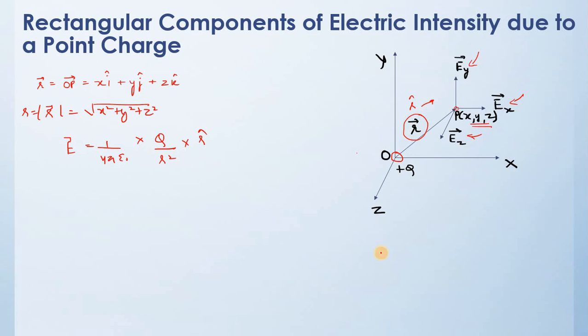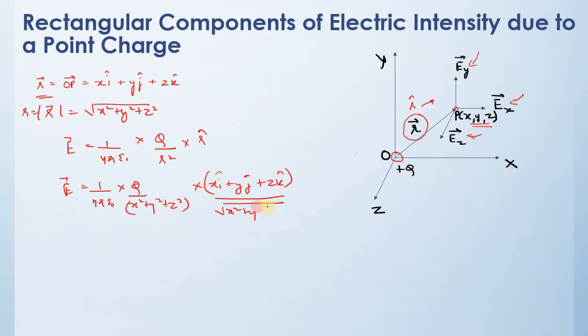Right? So now if we represent these things in vector notation, it will be 1 upon 4 pi epsilon naught into Q upon r square. r square can be written as x square plus y square plus z square. Obviously, the square root will be removed due to the square, and it is multiplied with the unit vector. Now, unit vector is the given vector upon the modulus. The given vector is r vector, which can be represented as xi plus yj plus zk, divided by the magnitude, which is the square root of x square plus y square plus z square.